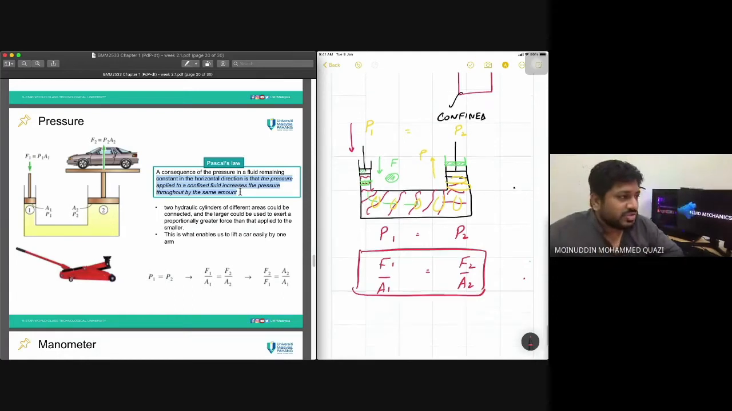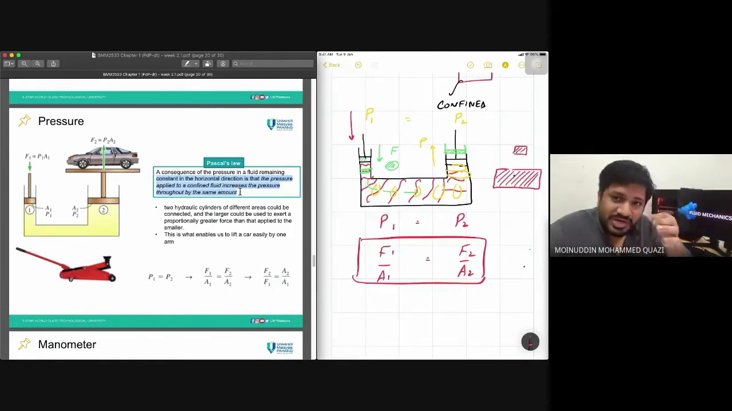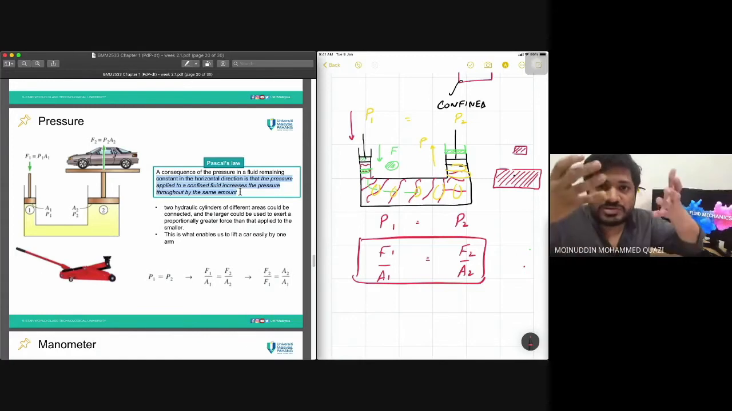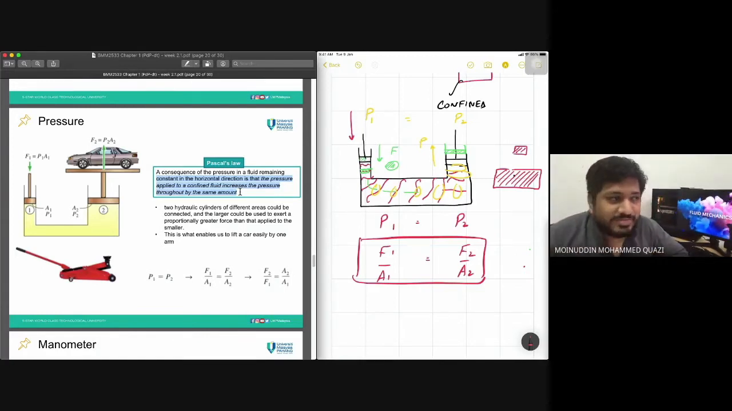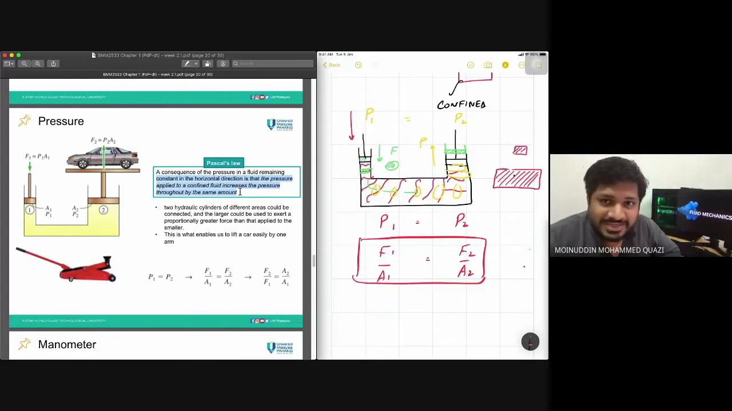Okay. So by playing with these areas, by increasing and decreasing this area, with a small area I can create a large force. Okay. With a large area, I can also create more displacement, perhaps. Okay, so this is how this hydraulic pulley helps in lifting the cars.